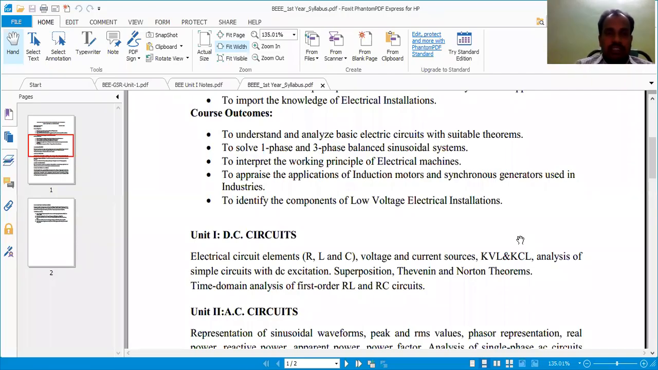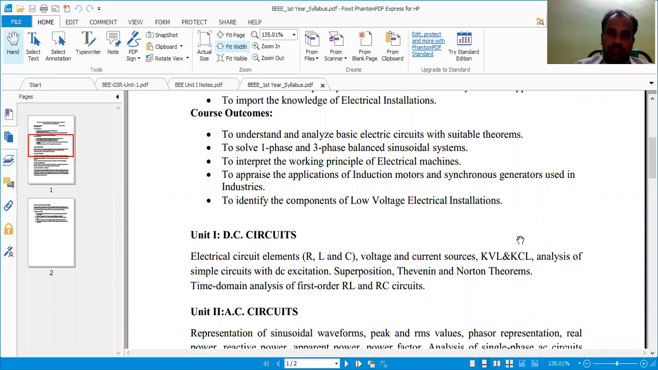What is the first unit? DC circuits. The important topics of DC circuits: the first unit topic is electrical circuit elements. The electrical circuit elements are resistance, inductance, and capacitance (RLC), voltage sources and current sources, Kirchhoff voltage law and Kirchhoff current law, and analysis of simple circuits with DC excitation.